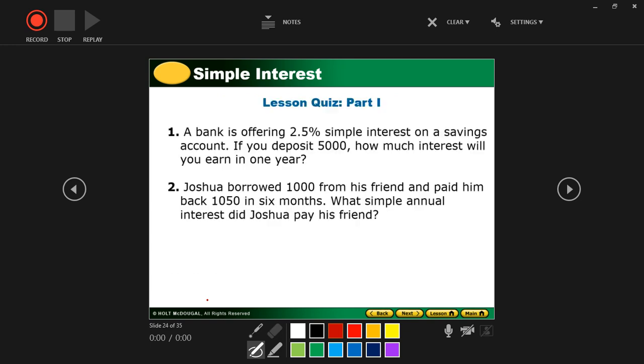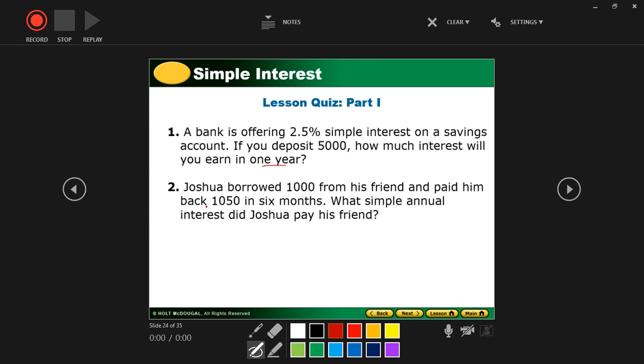Questions? None? Okay, let's have two questions. Number one: a bank is offering 2.5% simple interest on a savings account. If you deposit 5,000, how much interest will you earn in 1 year? So the bank's rate of interest is 2.5%. If you deposit 5,000 pesos, how much is the interest in one year? What we need to find is the interest, the value of I. So you solve for that.